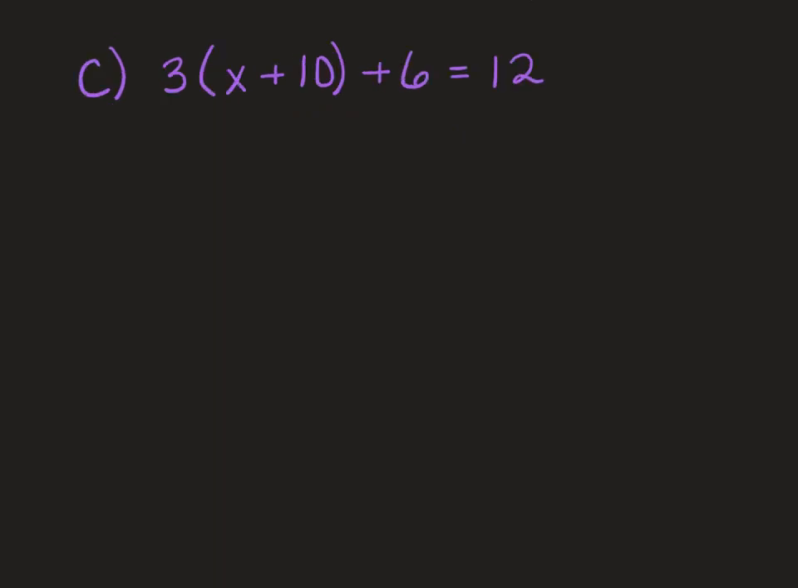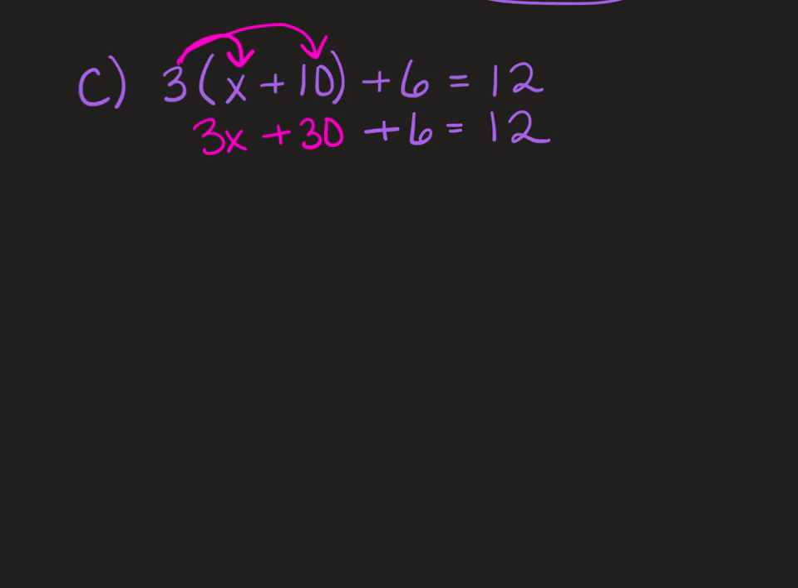For problem C, we have a problem that includes a group in a parenthesis. So we're going to start by simplifying. We are going to use the distributive property to multiply each term in the parenthesis by 3 that's multiplied outside the parenthesis. So 3 times x is 3x. 3 times positive 10 is positive 30. Then we bring down the rest of the equation.